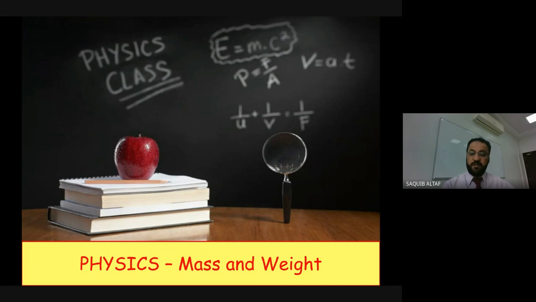Remember, this is a common mistake. Whenever you ask someone what is your weight, they will tell you that my weight is 65 kg or 40 kg, whatever. But remember, when we are saying kg, we are wrong. This is not weight, because the unit of weight is Newton, not kg. So there is a small difference between mass and weight.